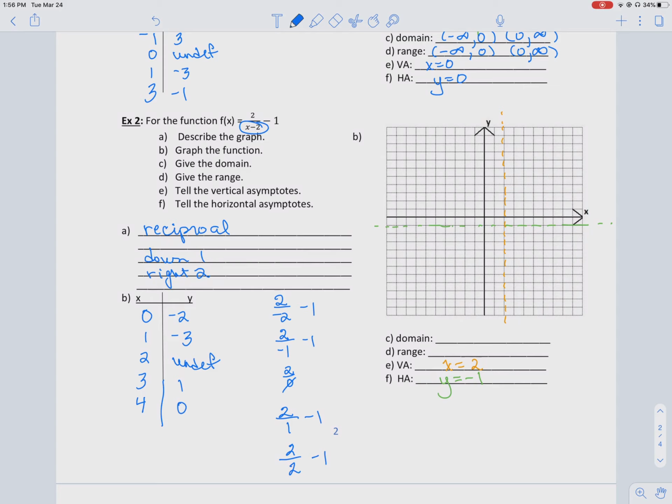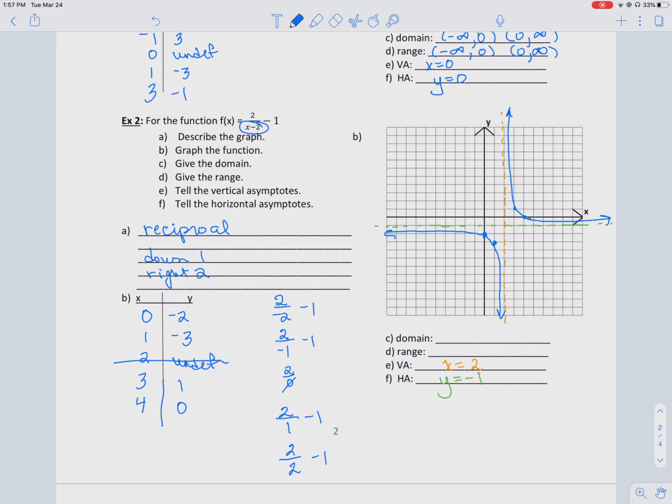0, negative 2 would be right there. 1, negative 3 would be right here. So it looks like it's coming down like this. And now we can't do this undefined part, right? So 3, 1, and 4, 0. So it's coming like that, which is what we said it was going to look like. It looked like the reciprocal that we moved down 1 and to the right 2. That's exactly what it looks like.